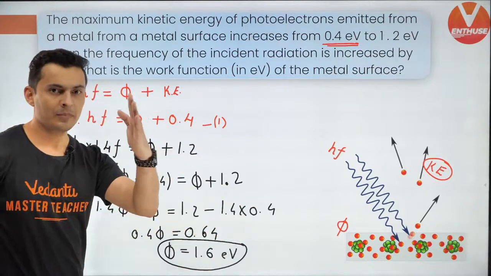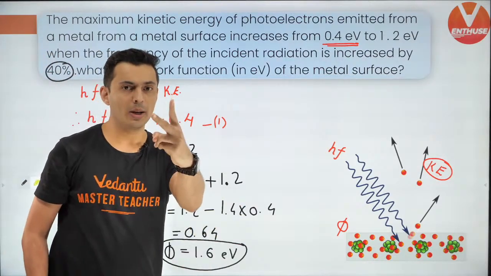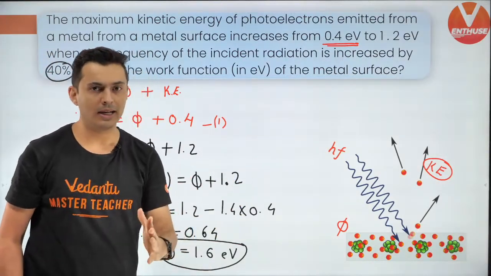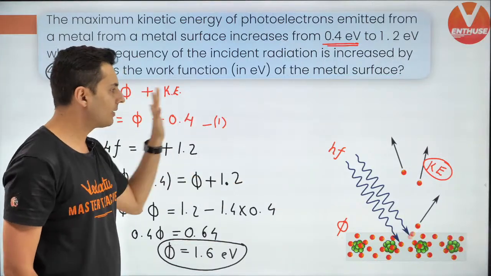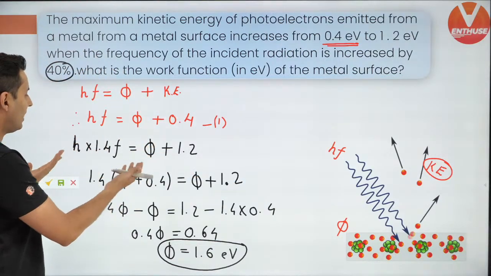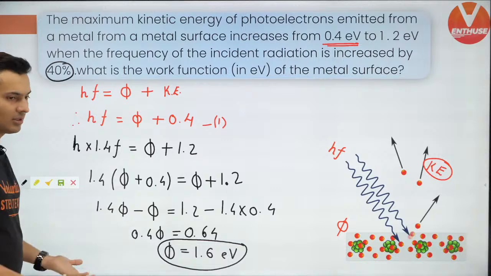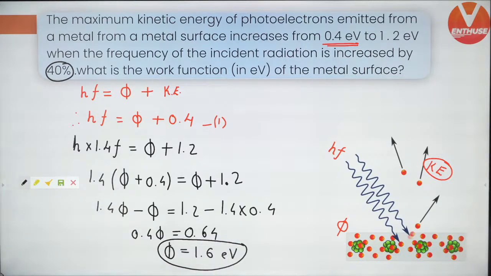I hope this is clear. Straightforward mathematics: two equations, solve them simultaneously and you are going to get it. You should know the basic photoelectric equation and some basic manipulation, like what a 40% increase is. That's all. I hope this is clear.